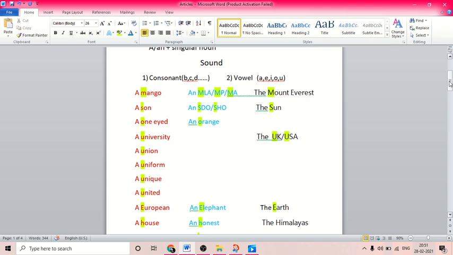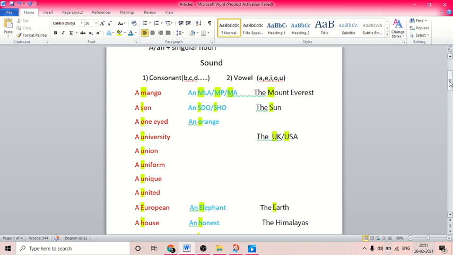Third one, a one-eyed man. One starts with the wa sound, that's why we use the article a. Next one, an orange. It starts with an o sound, that's why we use an.